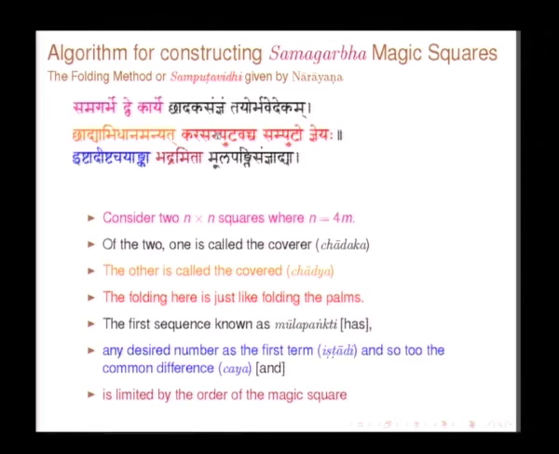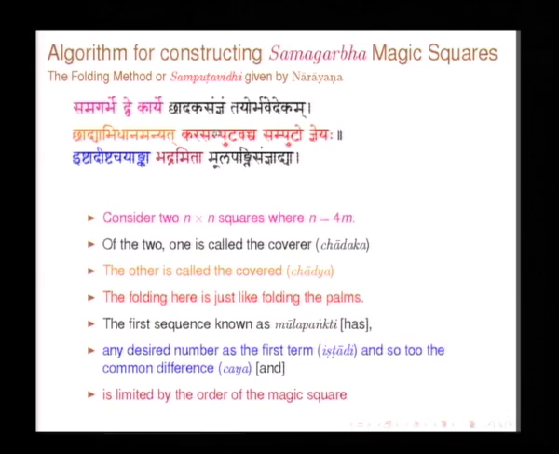So, kara samputavaccha samputo jñeyaha, that is what I was saying. Samagarbhe dve karye. So, Samagarbha refers to a magic square of dimension 4m. We can work out examples with 4 by 4 and then 8 by 8, but Samagarbha refers to 4m, and dve karye, you have to prepare 2 magic squares.